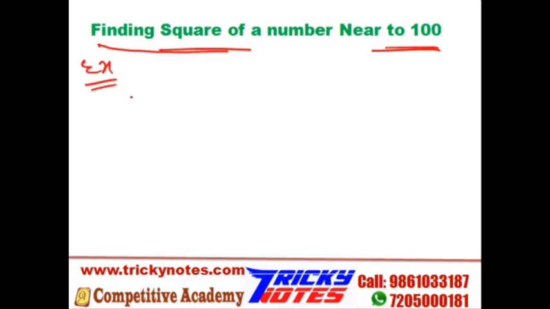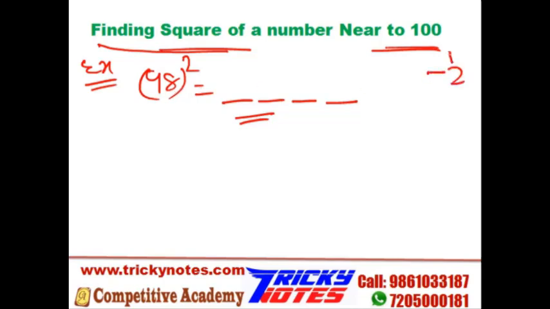So first example is 98. We'll find out the square of 98. So 98 square will have 4 digits: 1, 2, 3 and 4. To find out the first 2 digits, friends, 98 is 2 less than 100. So we'll subtract another 2 from 98. So the answer is 96. Let's see the trick. We'll put it in the first place, 96.